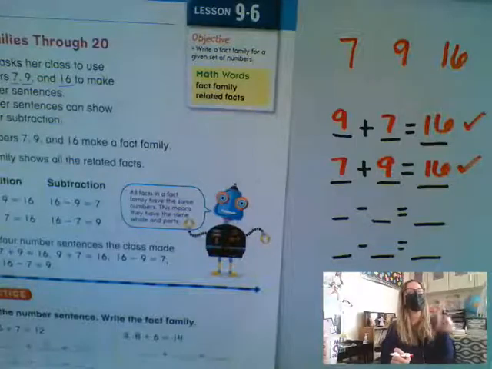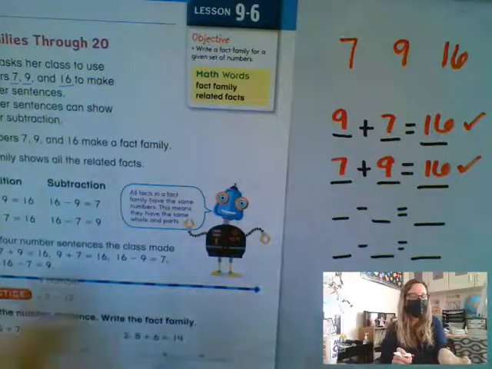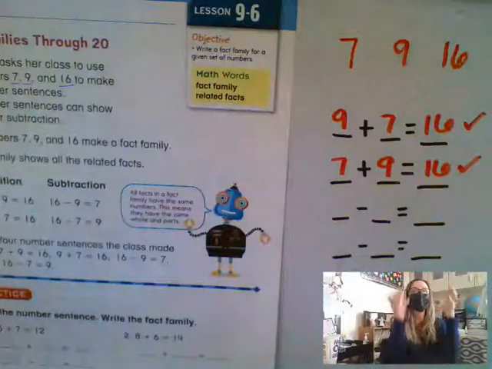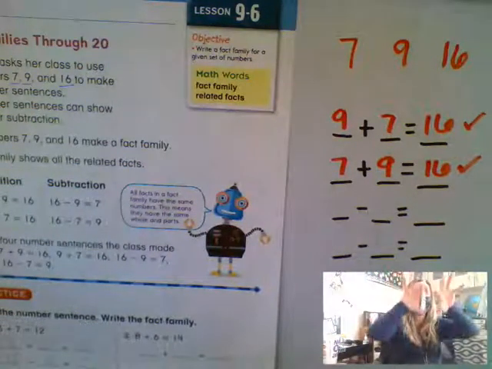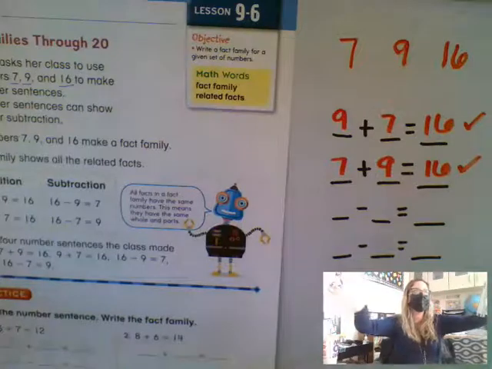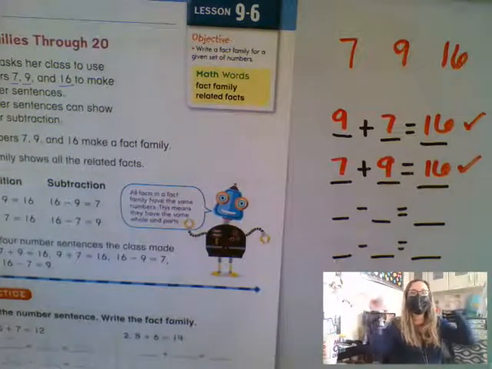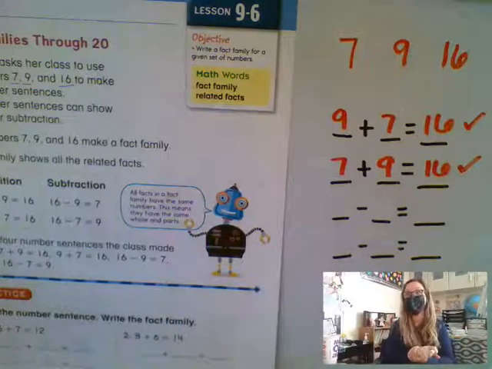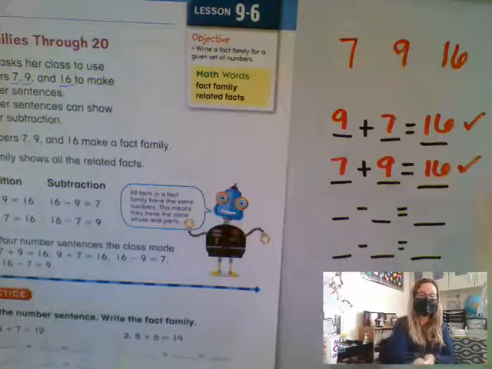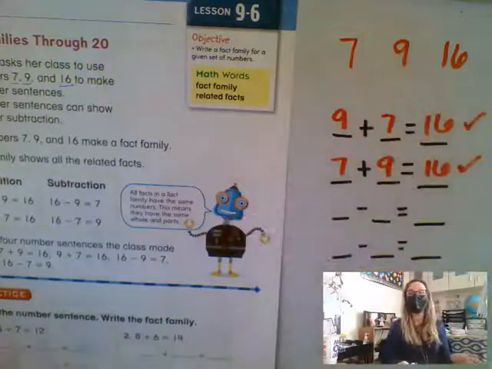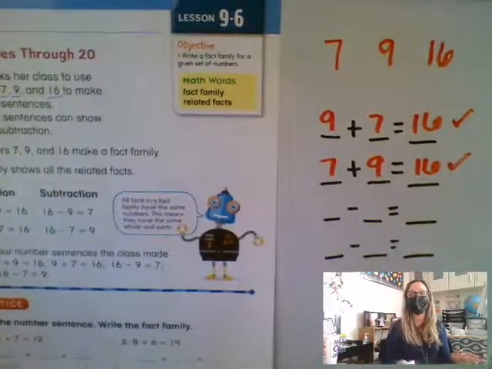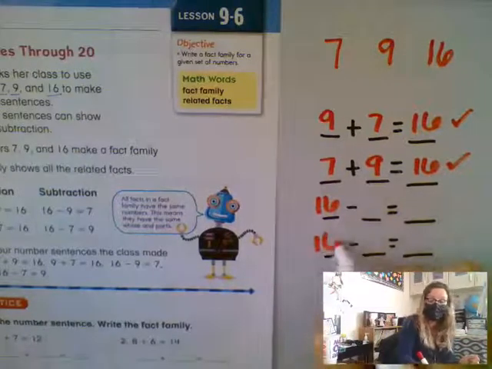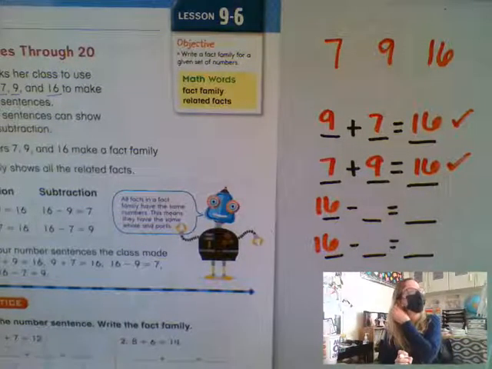Jacob, I want to remind you, your subtraction sentences will always start with the biggest number, because in subtraction, we start big, and then we break it apart. So automatically, right off the get-go, you can take the biggest number, Brooklyn, and plug it in as the first number of your subtraction sentences. So what is the biggest number between 7, 9, and 16, Brooklyn? 16. So for both of the subtraction sentences, you can plug in 16 because you know that they have to start with the biggest number.